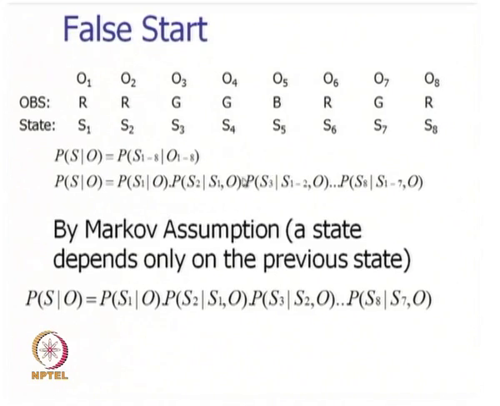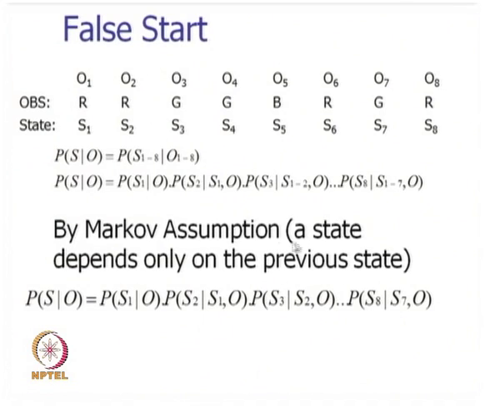Now, we invoke the Markov assumption. The Markov assumption states that any state actually depends only on the previous state. So, from this expression, for example, P(S3 given S1, S2 and O), we can drop S1, because S1 is not the immediately preceding state. So, P(S3 given S1, S2 and O) will become P(S3 given S2 and O). And here we have P(S8 given S7 and O); all the previous states from S1 to S6 are ignored.